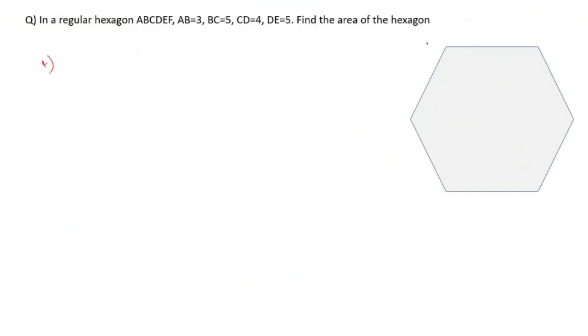So this is a hexagon, right? And if we name this ABCDEF, with sides 3, 5, 4, 5, we need to find the area of the hexagon. The first thing to catch is, we know the area of a hexagon is 6 into root 3 by 4 A square. But that is for a regular hexagon, because only in a regular hexagon would you have those equilateral triangles internally, so you can calculate the area of one and multiply by 6. Here the sides are clearly different, and not all the sides are even known. So how to find the area?